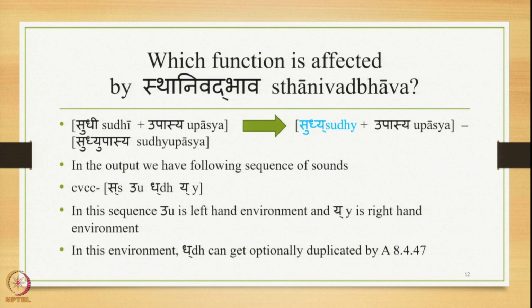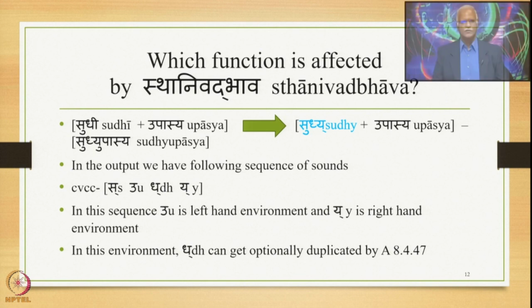So if Sthanivat Bhava is accepted or not accepted, which function is going to get affected? Let us study that now. So here we have Sudhi Upasya once again as an input and Sudhya Upasya as an output. Now in this output, we have the following sequence of sounds written over here. C stands for consonant, V stands for a vowel. So C, V, C and C. S is a consonant, U is a vowel, Dha is a consonant and Y is a consonant.